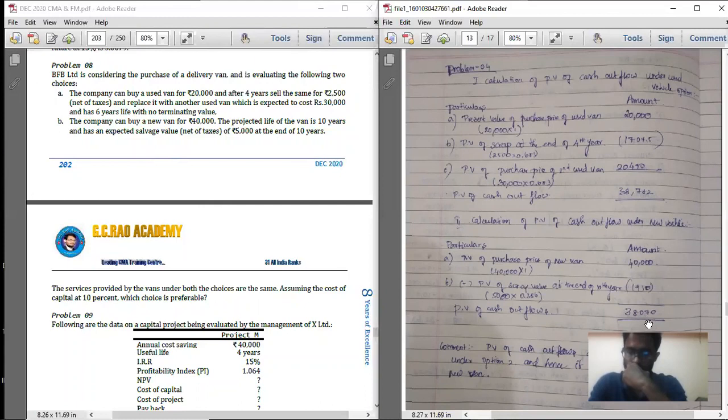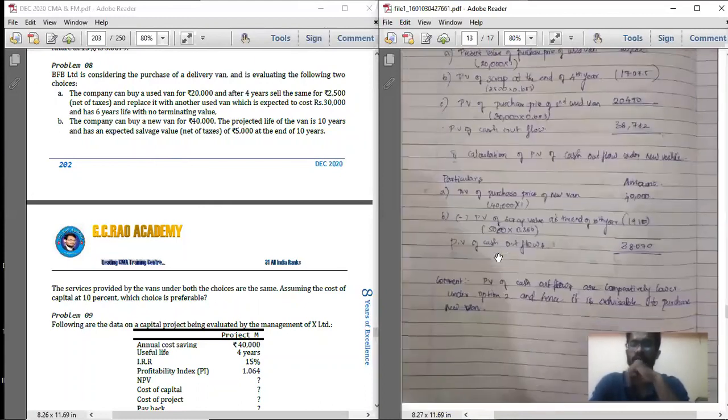38,070. In respect of the 38,070, record present value of cash outflow. So present value of cash outflow under the old vehicle option, that is the second hand vehicle option, is 38,782, whereas under the new vehicle option it is 38,070. So under the new vehicle option it is lower.